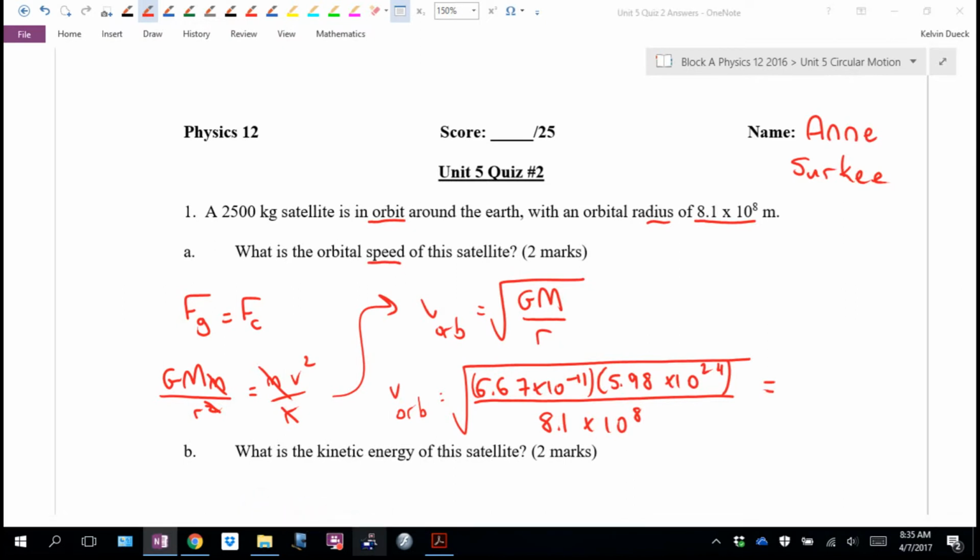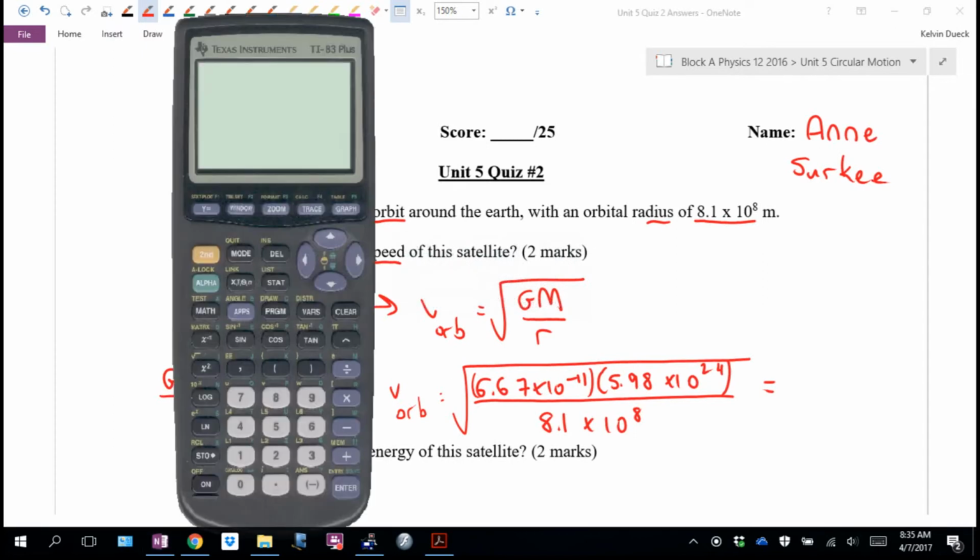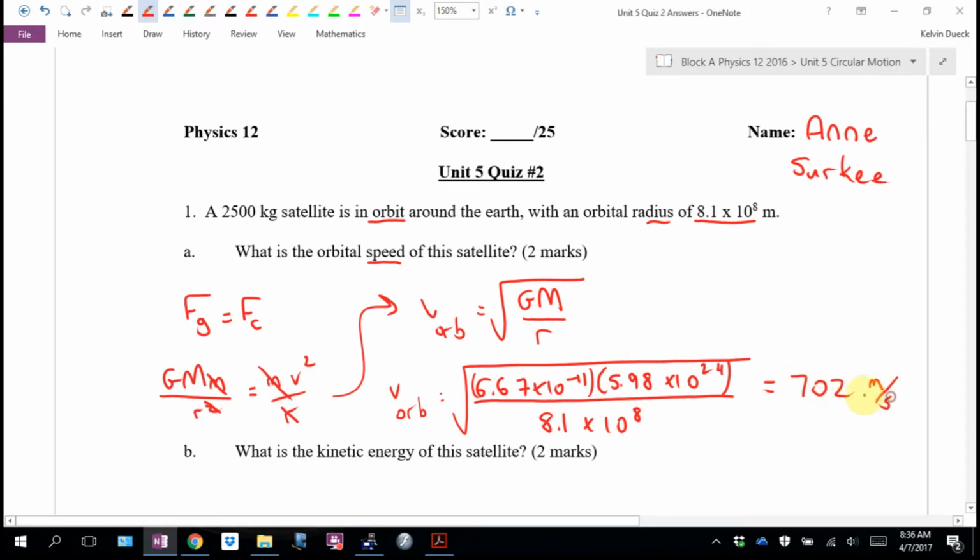If I do that, oh, wrong thing. 10 to the 24th divided by 8.1. Is that right, Mr. Duick? Square root? Geez. Try that again. Square root, answer. Do you get 700? Is it 702? Yeah. Yep. If you got that, 2 out of 2. Otherwise, I would give you a half mark if I saw that, a half mark if I saw that, a half mark if I saw that, and a half mark for the answer.